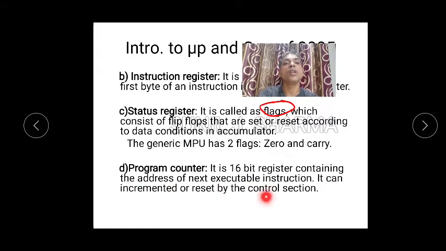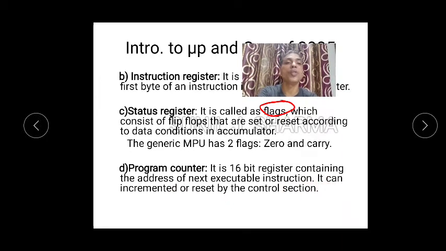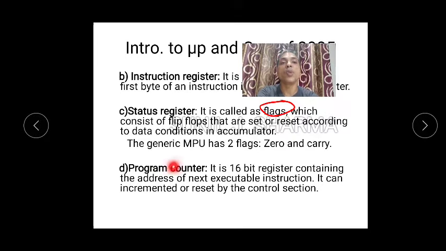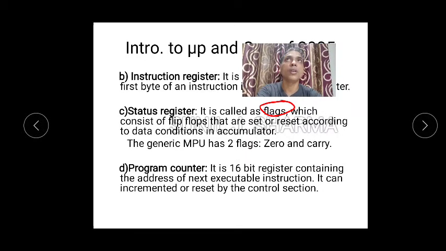It can be incremented or reset by the control section. So remember that, as the name indicates, program counter means it will always store the address of the next instruction to be executed. Whenever we do the programming, we keep all the instructions in sequence or anyhow, but which instruction is to be given next, its address is stored by the program counter.